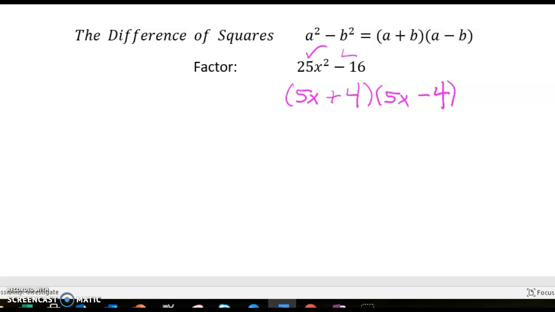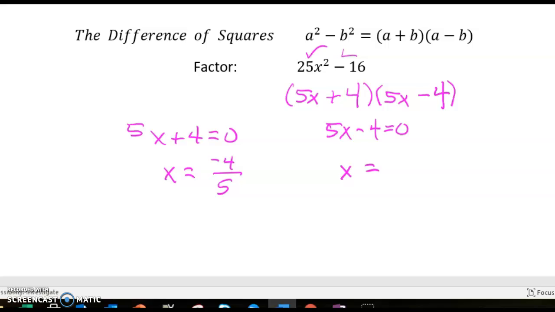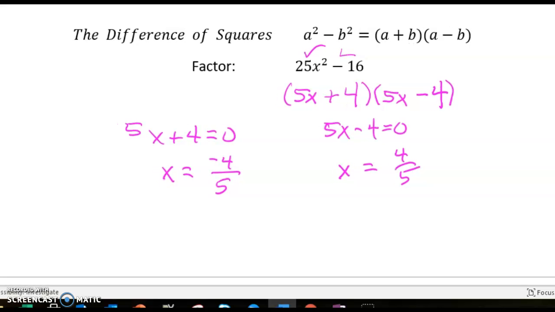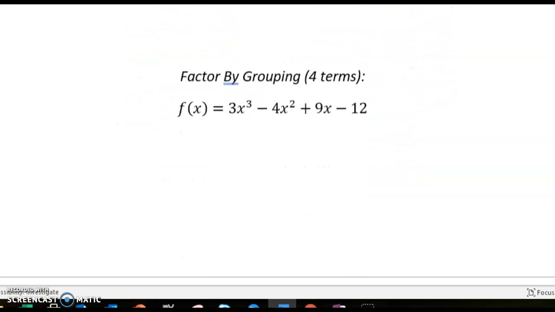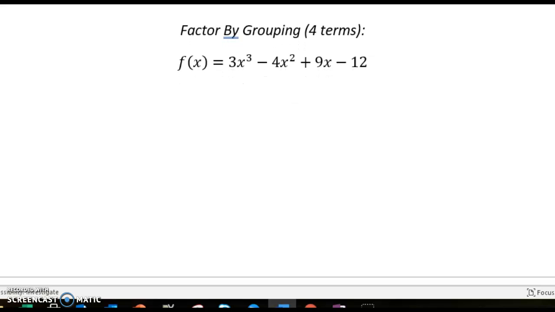So the difference of two perfect squares will always factor where you have the same exact binomial with a different sign in the middle. So we set our factors equal to 0, 5x plus 4 equals 0, 5x minus 4 equals 0, and we get x equals, it's always the opposite of the positive 4, divided by the 5. So this one would be the opposite of the negative 4, divided by the 5. Those are your two x-intercepts. So what we're doing today is finding x-intercepts, but using factoring.